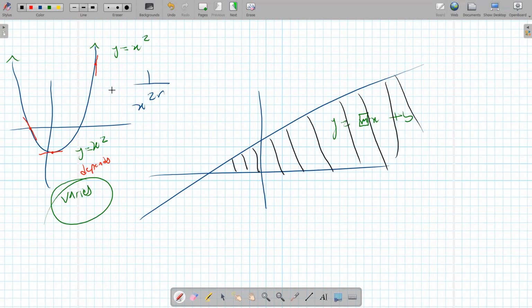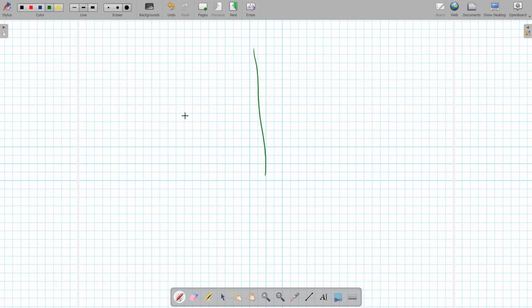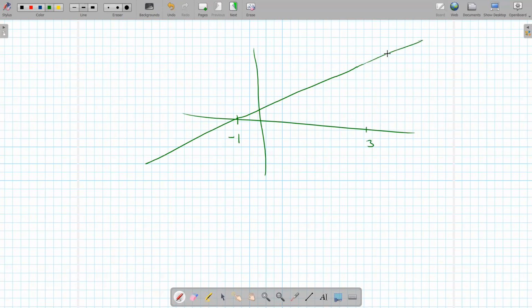Because if you want to find the area, let's say this is some linear function. It starts here at -1, and let's say it ends here at 3. Okay, we're interested in finding this area. Let's say this is 2. How do we find this area here? Notice it's just a triangle.